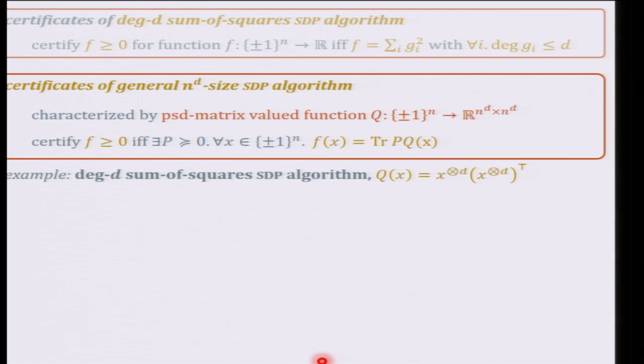And maybe let me just show you how to get the sum of squares certificates in this way. If Gi has degree D, you can think of it this way. You have some vector capital G sub i of dimension n to the D, inner product with X tensor D, and you square this inner product. And now this is equal to the sum over i of Gi transpose times X tensor D times X tensor D transpose times Gi. And so you could choose this to be P.